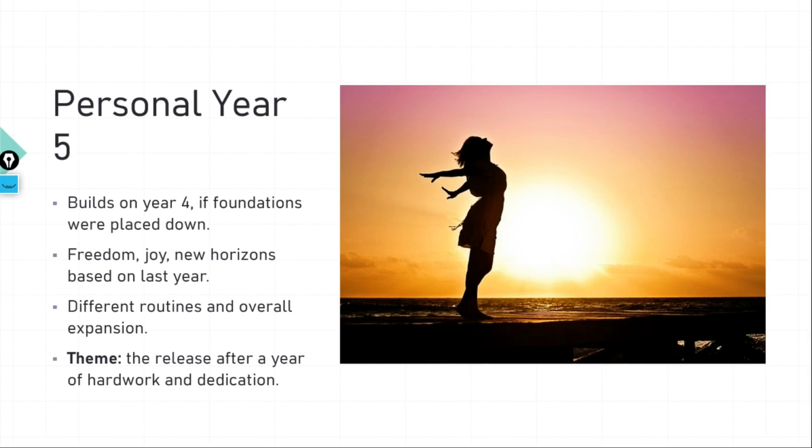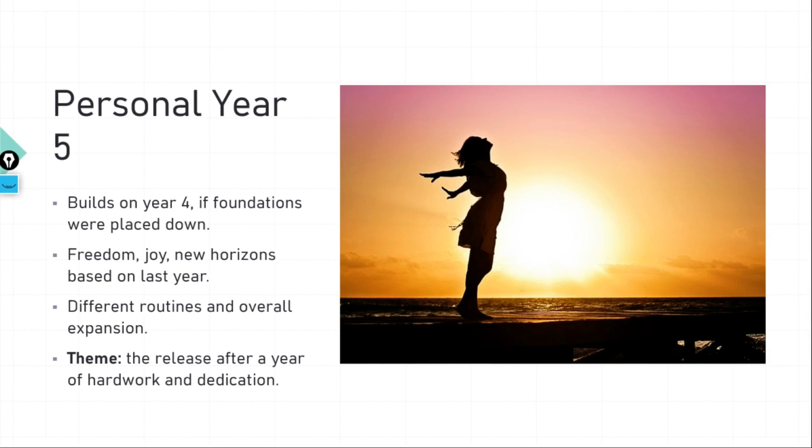So when we get to a personal year number 5, after we've had a bit of fun, after we've built our foundations, or tried to build some kind of foundation, 5 years are freedom years. This is like some kind of breakthrough year. We tend to have our breakthroughs here. So if you place down any roots or foundations in your 4 year, here you might have a breakthrough and some kind of freedom, joy, new horizons. You might be looking at life very differently. This year is about different routines and overall expansion.